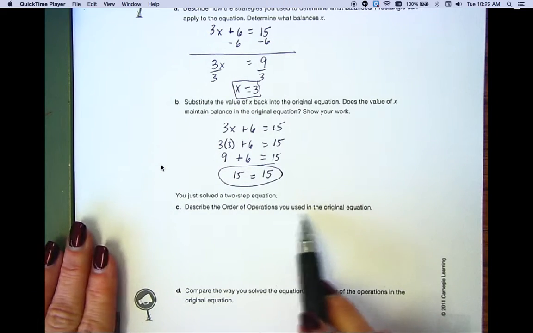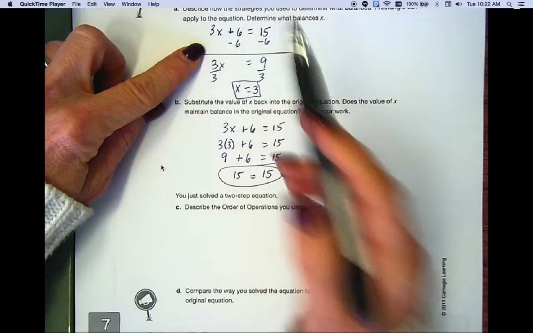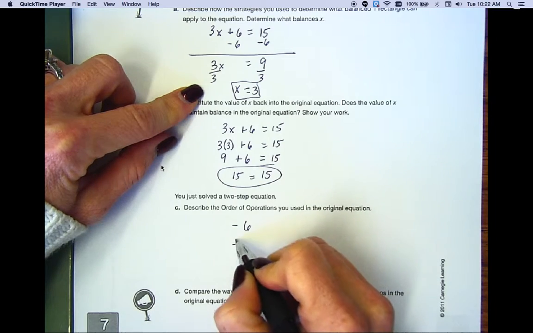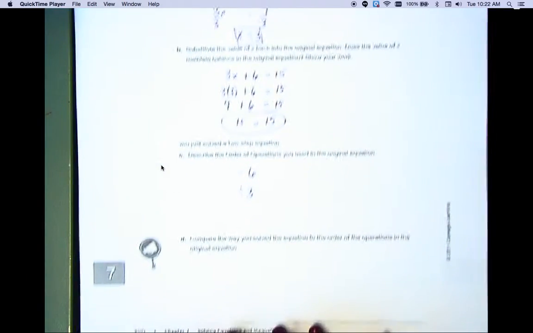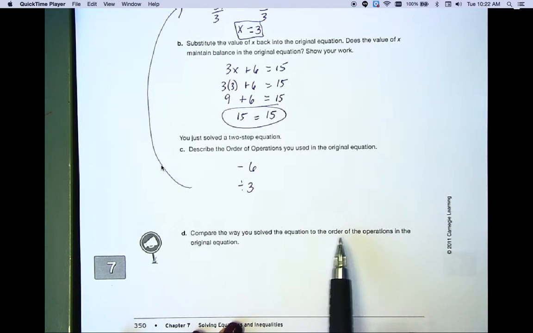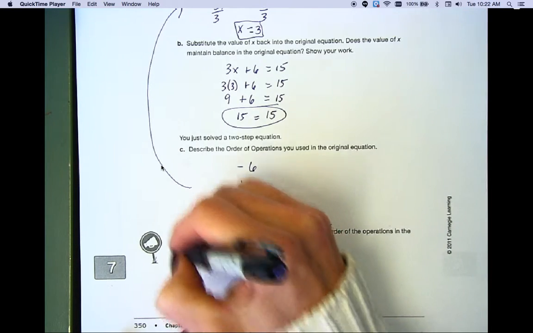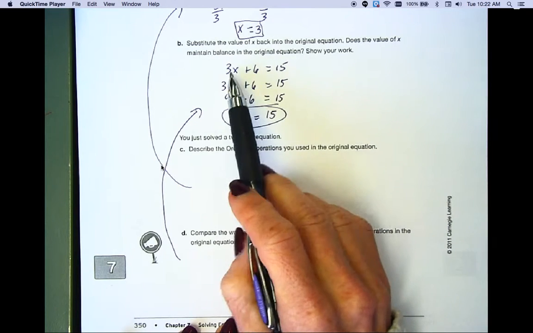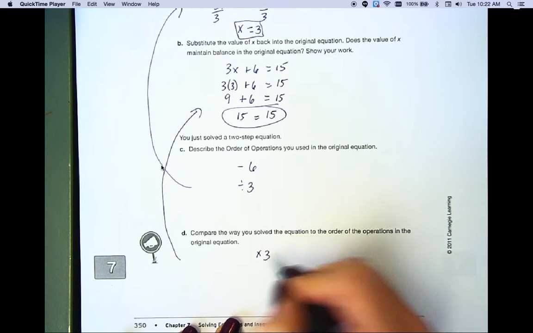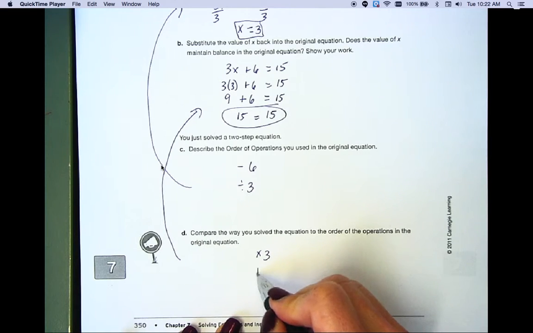So describe the order of operations we used in the original equation. So the first thing we did was we subtracted 6 from both sides, and then we divided both sides by 3. So that was what we did up in step A. Compare the way you solved the equation to the order of operations in the original equation. When I substituted in the 3, the first thing I did in order of operations is I multiplied by 3. And then the second thing I did was I added the 6.